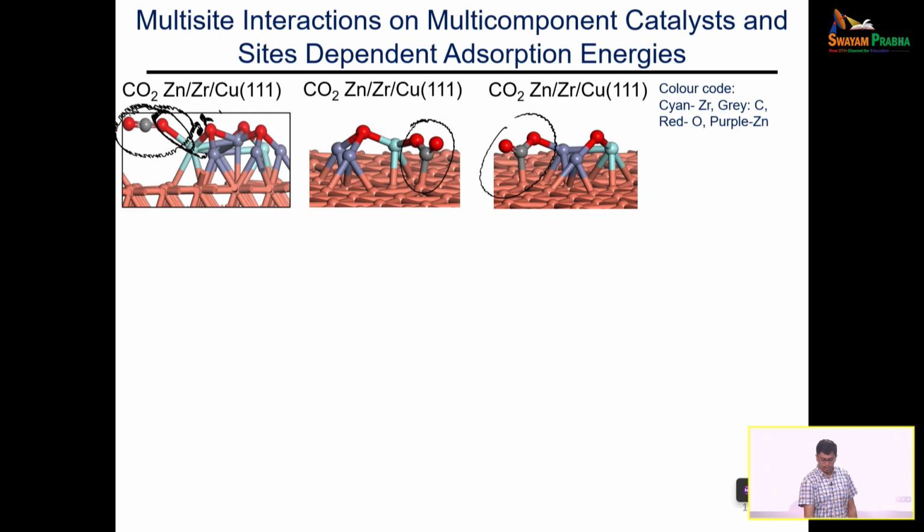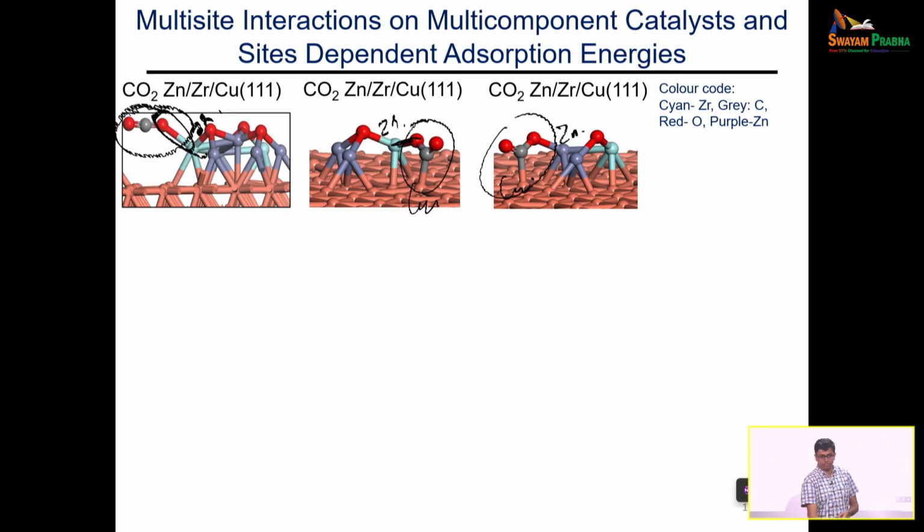Here there are 2 points of contact. The oxygen is interacting with the zirconium atom and the carbon is interacting with the copper atom. Here also there are 2 points of contact. This is a zinc atom, the carbon is interacting with the copper atom. So there is a difference: 1 point of contact, 2 points of contact.